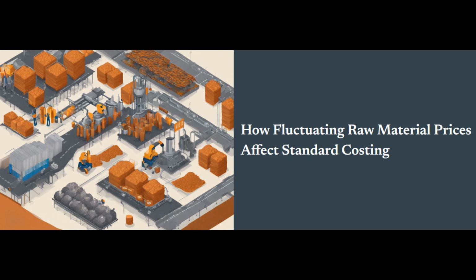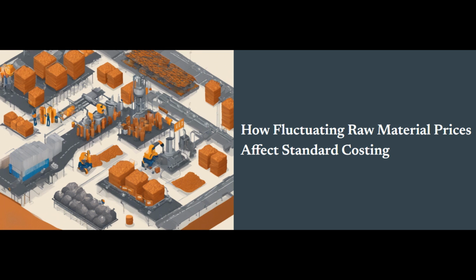Managing fluctuating raw material prices. Conclusion. Fluctuating raw material prices can pose significant challenges for companies that rely on standard costing to manage and control their manufacturing costs. When the cost of key inputs is constantly changing, setting accurate and reliable cost standards can be a daunting task, and variances can quickly erode profitability and competitiveness.